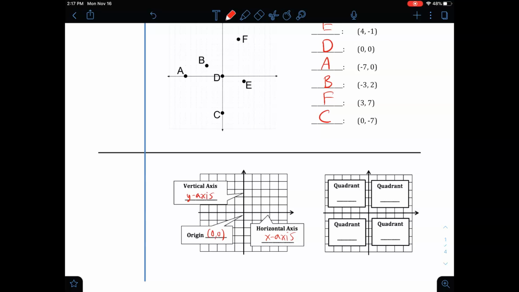We have 4 quadrants, and we use Roman numerals when we do this. If you write regular numbers, 1, 2, 3, 4, that is not technically right. It's not how we use quadrants in math, so make sure you're using the correct notation. So 1 is an I, 2 is a double I, 3 is a triple I, and then 4 is actually going to be IV.